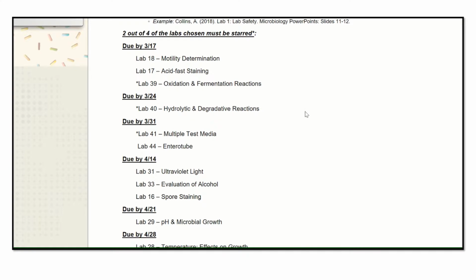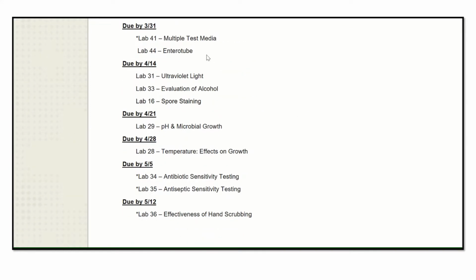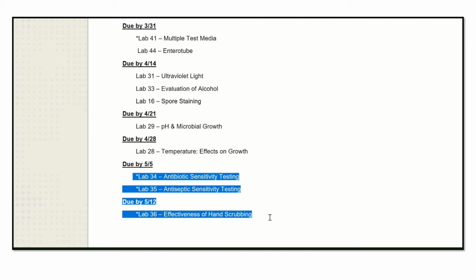Similarly, if you decided to wait till the mid or end of the semester, you could find another set of labs like multiple test media, antibiotic sensitivity, and any other 2 labs to complete your 4. But do be cautious. If you wait till the end of the semester and you haven't turned in any labs, as you can see, you're only left with starred labs, like Lab 34, 35, and 36.